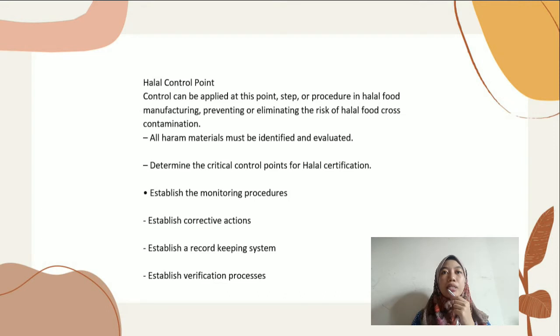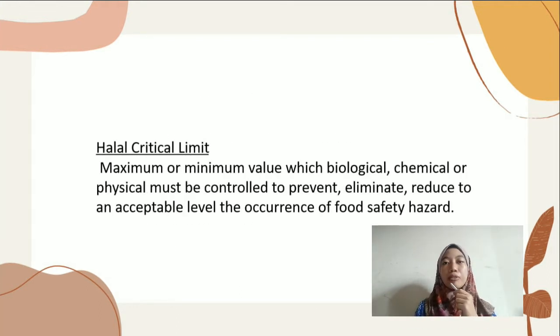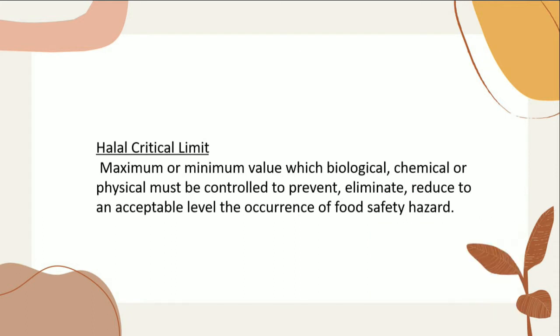All haram materials must be identified and evaluated, determine the critical control points for halal certification, establish the monitoring procedures, establish corrective actions, establish a record keeping system, and the last one is establish verification process. Halal critical limit means maximum or minimum value which biological, chemical, or physical must be controlled to prevent, eliminate, reduce to an acceptable level the occurrence of food safety hazard.